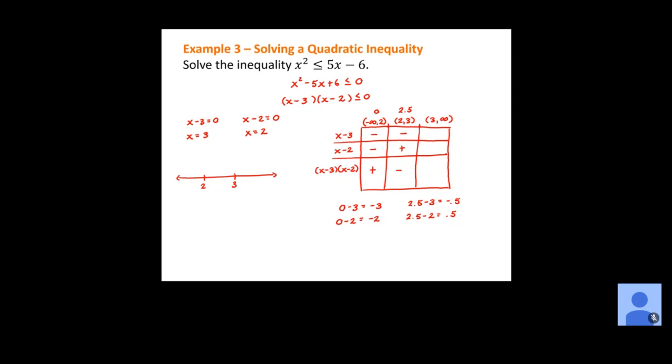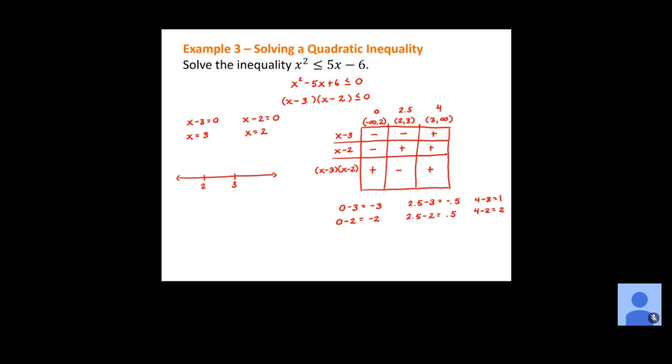Right, and then finally we just need something in the last interval, something bigger than 3. We'll go with 4. So we have 4 minus 3 is going to be 1. That's a positive value. 4 minus 2 is going to be 2. Again, that's a positive value. And in this case, there are no negatives, right? And a positive times a positive should be positive.